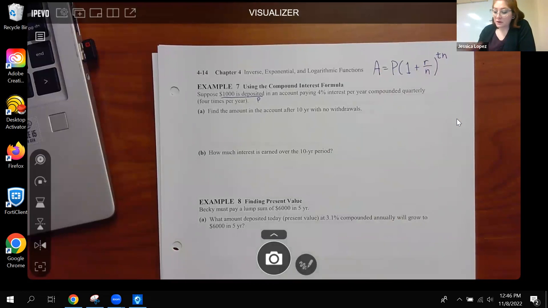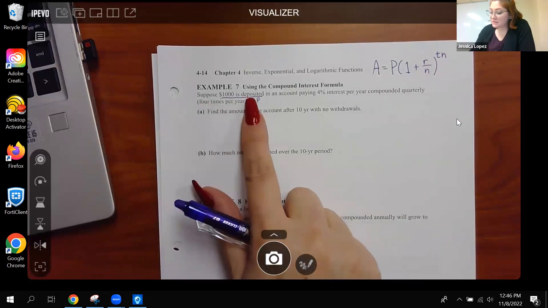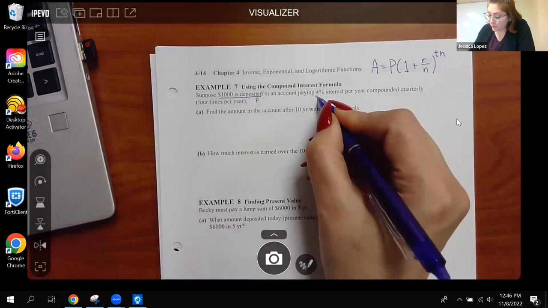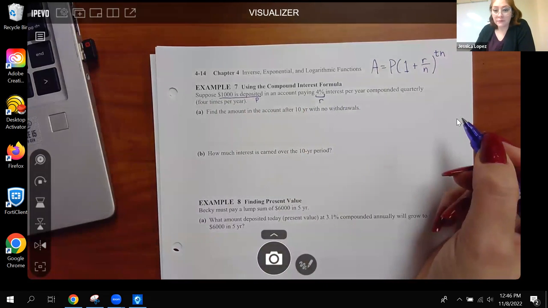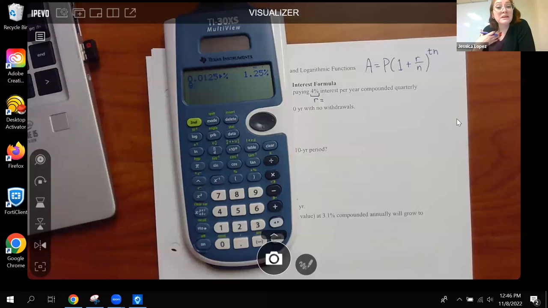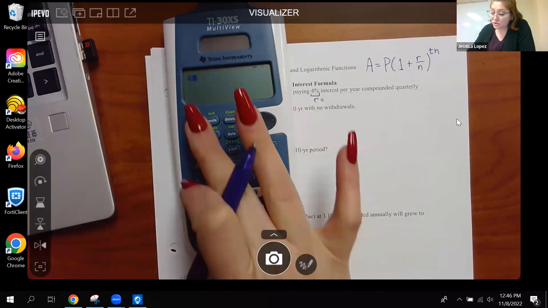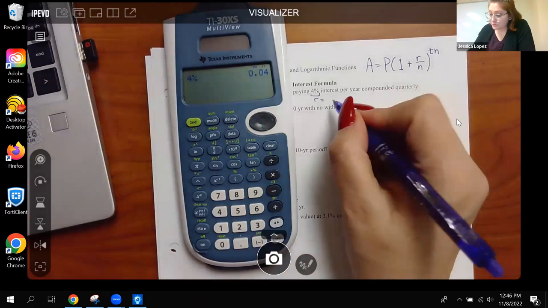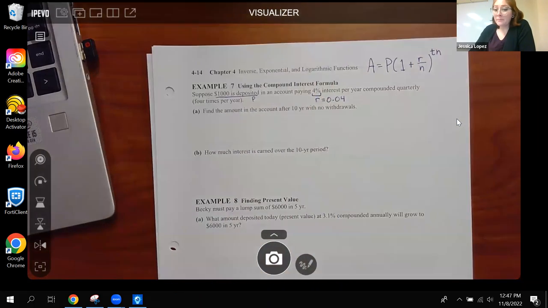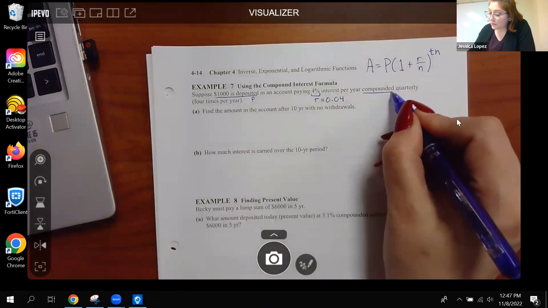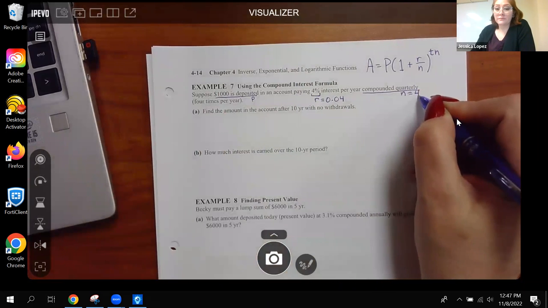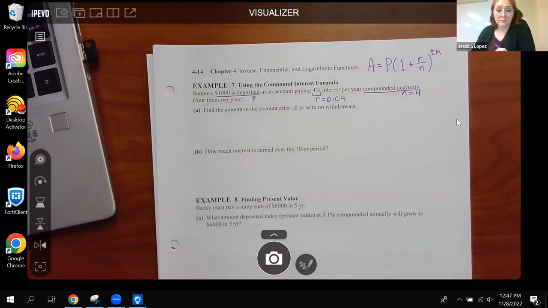The next part of my sentence says, suppose $1,000 is deposited in an account paying 4% interest. That is a percent, so I know it's my R. And R should not be a percentage. It would always be given to me as a percentage, but it should be used as a decimal. So 0.04. And it's compounded quarterly. It even gives me a hint there. That means N would equal 4. N is the number of times that it's compounded.